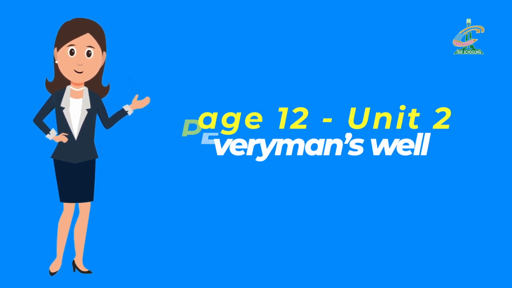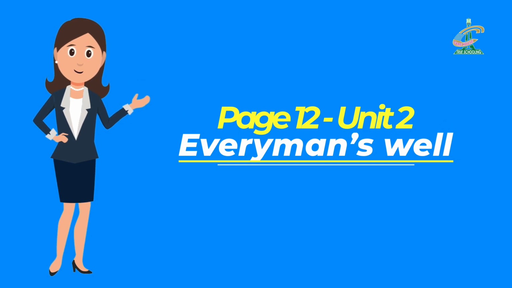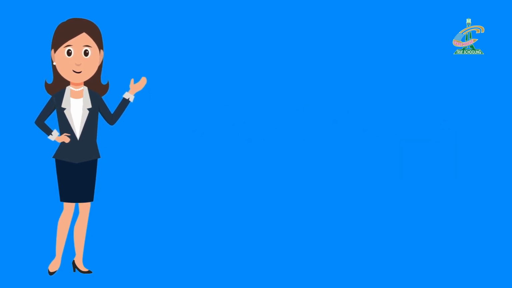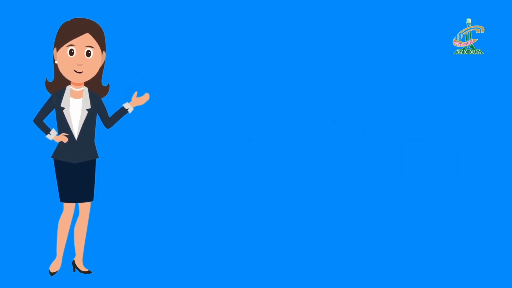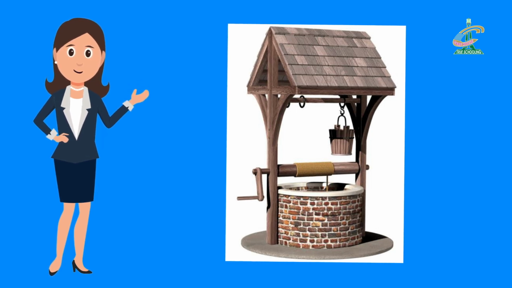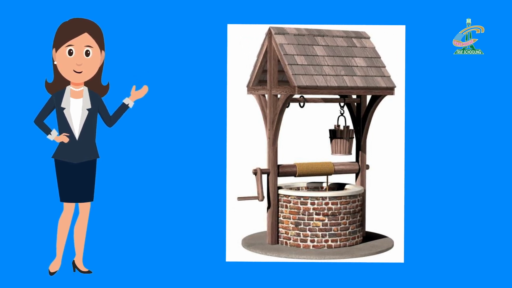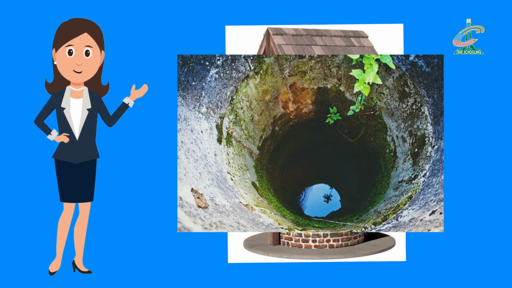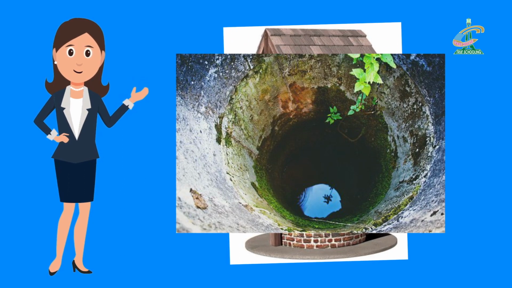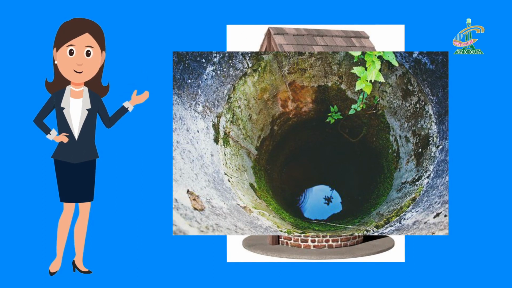We are on page number 12, unit number 2, Everyman's Well. Today, the lesson we are studying is about a well. Do you know what a well is? A well is a place in which water is stored. It has cylindrical walls. It means it is made up of walls that are cylindrical in shape.